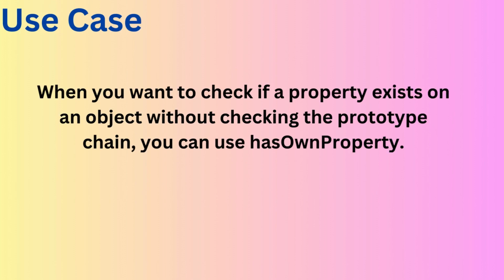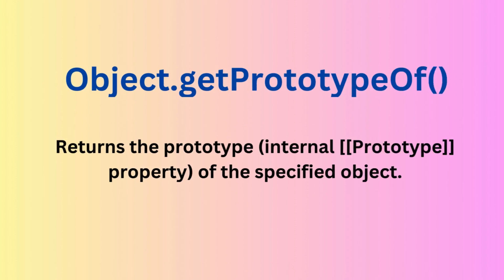Object.getPrototypeOf returns the prototype, the internal prototype property, of the specified object. Use case: when working with object-oriented programming in JavaScript, you might use Object.getPrototypeOf to inspect or manipulate the prototype chain of objects.